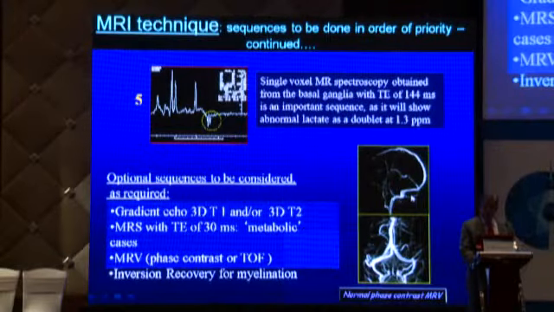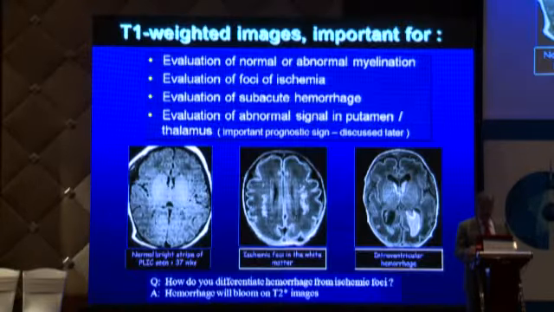Now sometimes we will do additional sequences like MR venography, but those are optional. And then of course some people have their own choices and they do different things. But what I'm showing you is a very basic MR technique which works well in more than 95 to 99% of those neonates. So let's look at each sequence protocol and how they help.